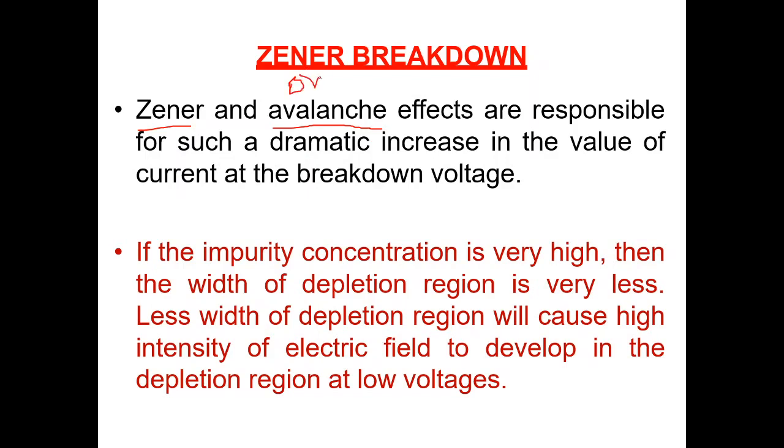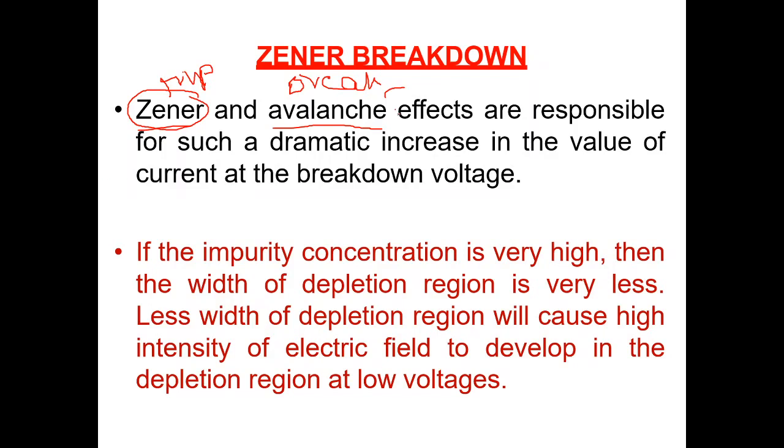This is due to the breaking of covalent bonds, and the Zener breakdown occurs due to the rupture of covalent bonds. Okay, so whenever there is a phenomenon of rupture of covalent bonds, that will be a Zener breakdown. If the covalent bonds are broken by hitting electrons, which have a high amount of energy and break the covalent bonds, that type of breakdown we are going to call an avalanche breakdown.